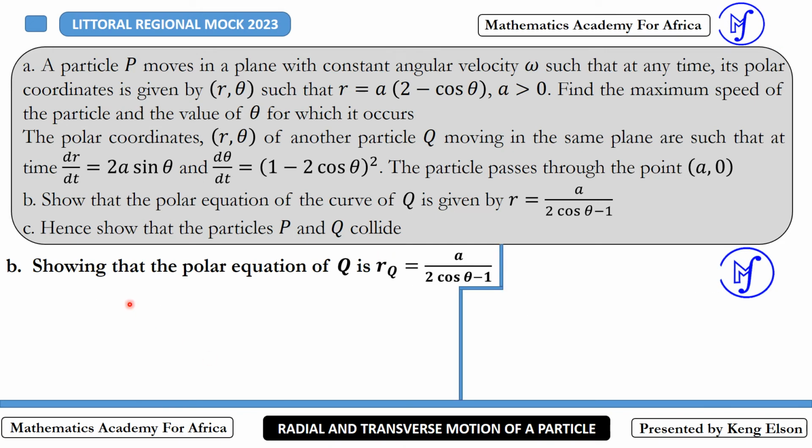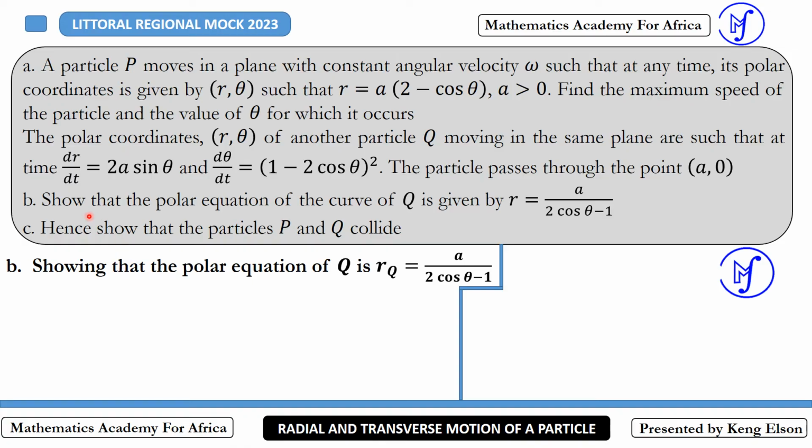Now, the B part of the equation, we are showing that the polar equation of particle Q is given by this. Now, let me read what happens in the next part of the equation. It reads, the polar coordinates r, theta of another particle Q moving in the same plane are such that at time t, dr/dt is equal to 2a sin theta, and d theta/dt is equal to (1 minus 2 cos theta) all squared. The particle passes through the point A0. Then this is B and this is C.